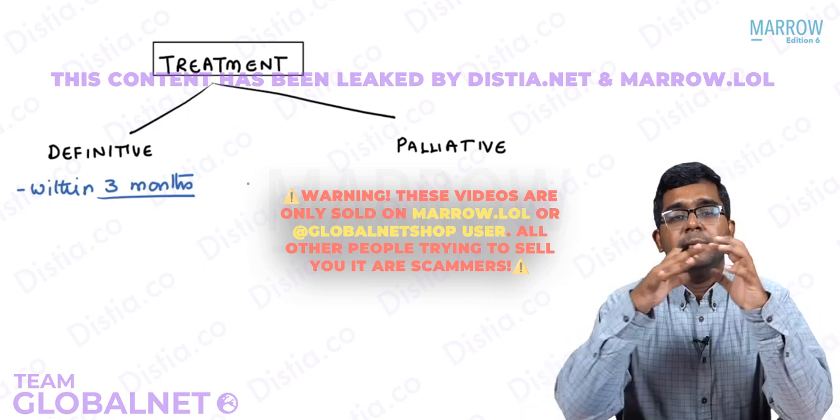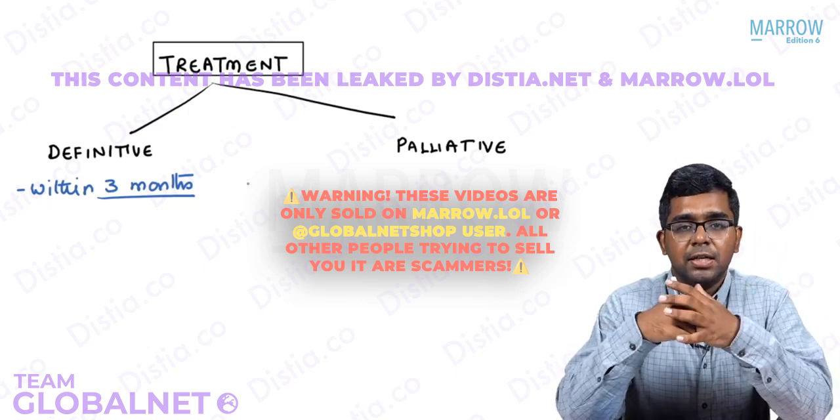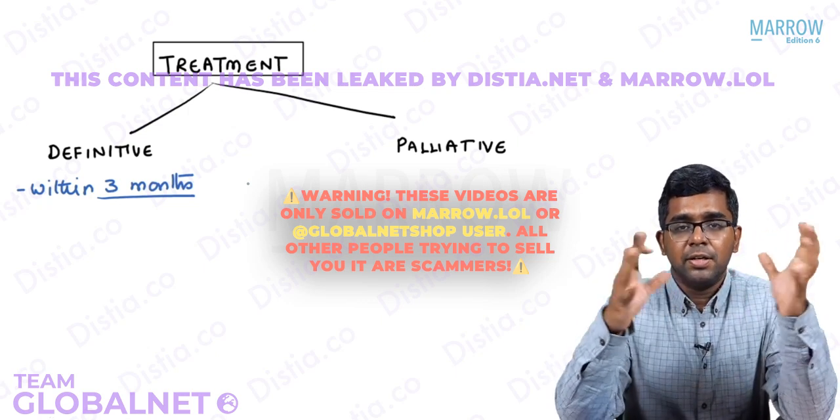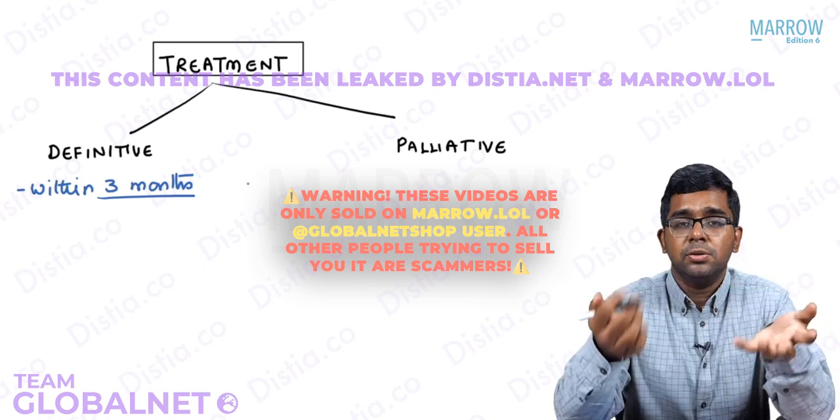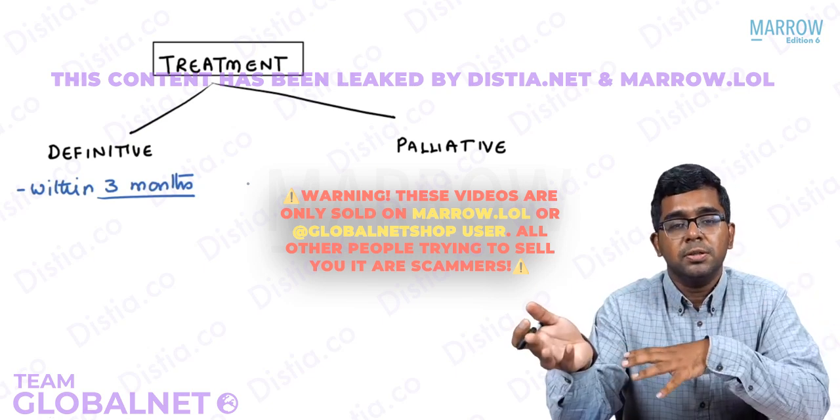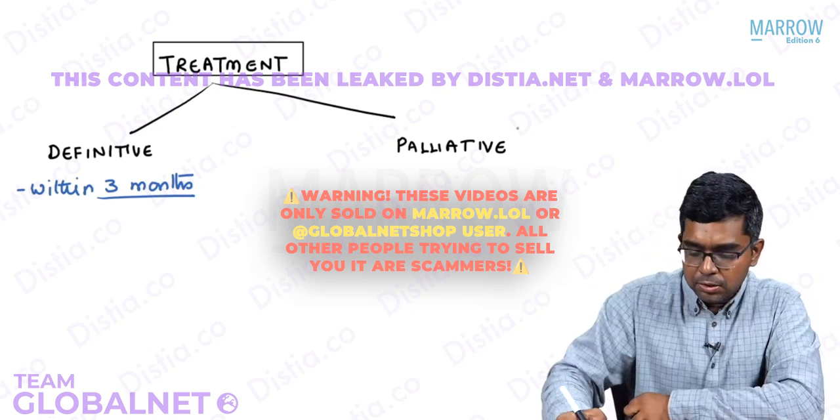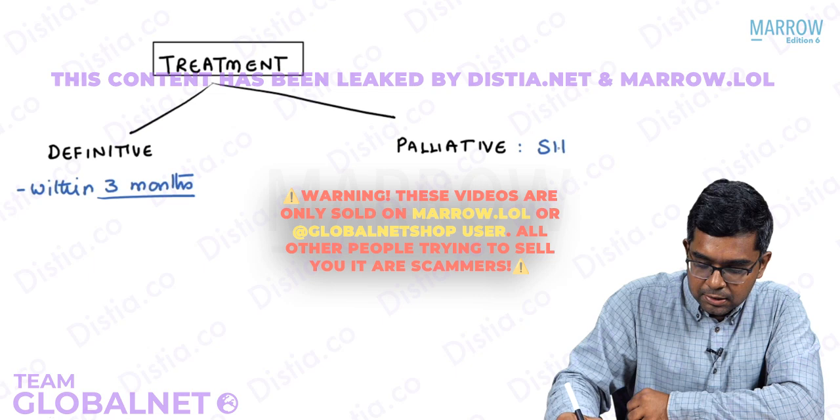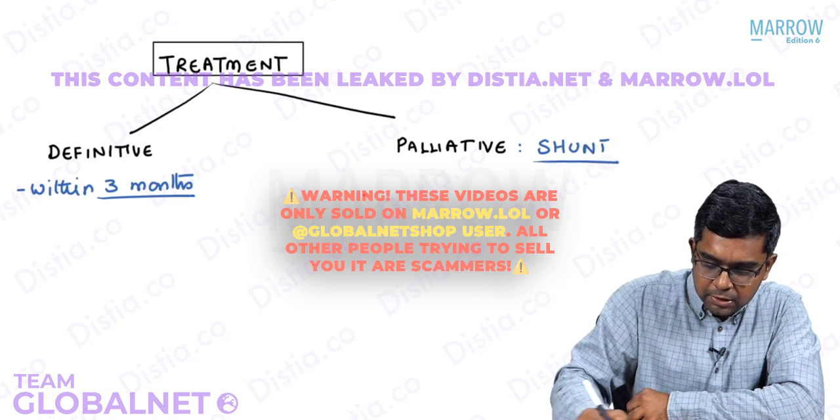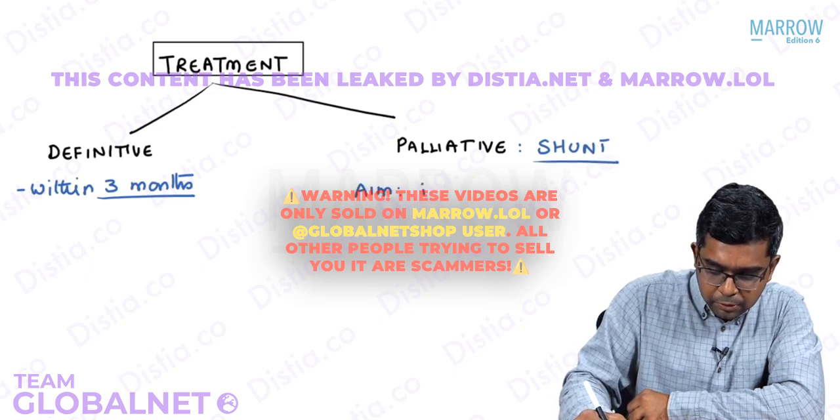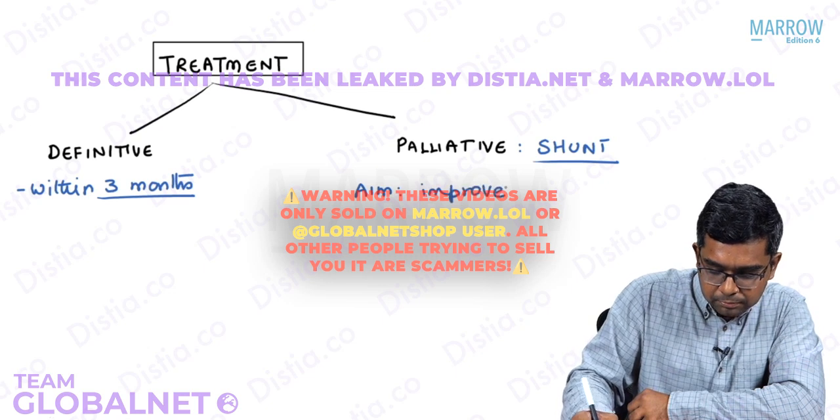Okay, of course, it depends on many factors. Suppose the child's anatomy of the heart is very, very complex in such a way that you are not able to do the definitive surgery, then the only option for that child would be palliative surgery. Now, palliative surgery is usually in the form of shunt surgeries, and the aim of this shunt surgery is to improve the pulmonary circulation.